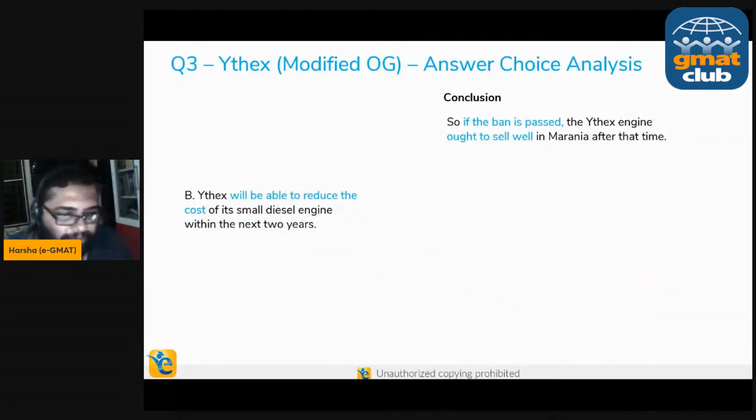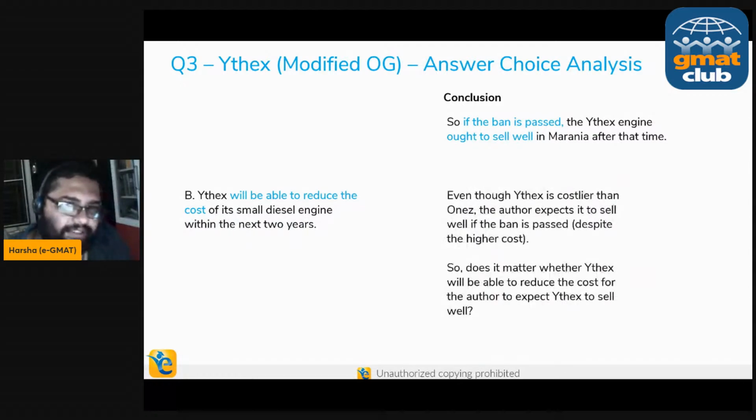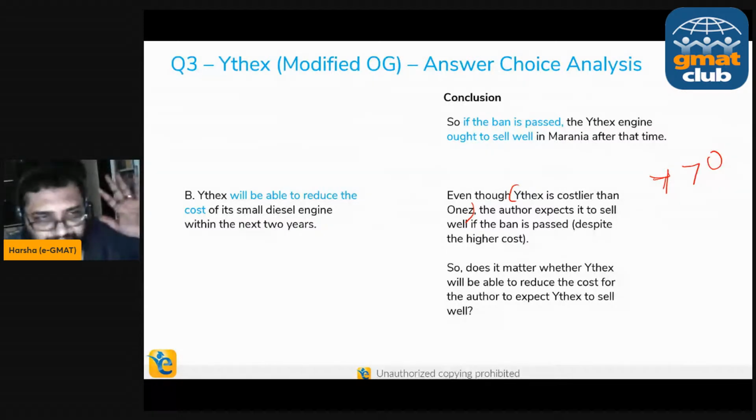So option B is a little easier to eliminate, honestly, because the author at some level has already factored in cost. The author told you that Vitex is costlier than once. He or she still expects it to sell well. Now, what that means is, I told you that this is costly. I told you that this particular item is costlier than the one's engine. Irrespective of that cost, irrespective of the fact that it's costlier than the currently popular, widely used one's engine, I still expect it to sell well.